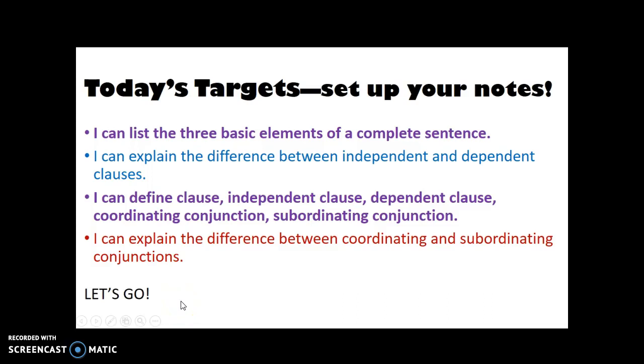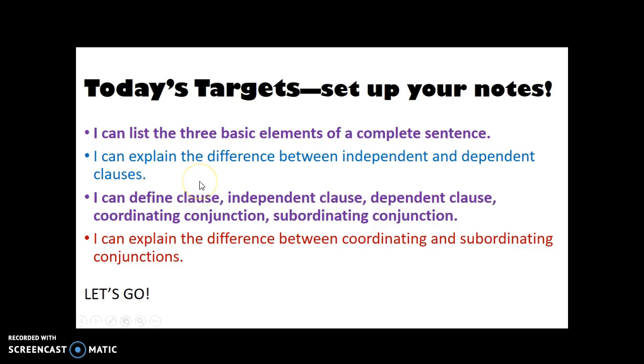Hello, this screencast is meant to be a review of Sentence Bootcamp and also reteaching for those of you who were absent from class the day we covered all of this. I hate doing these screencasts, so you really know I love you when you get a screencast.